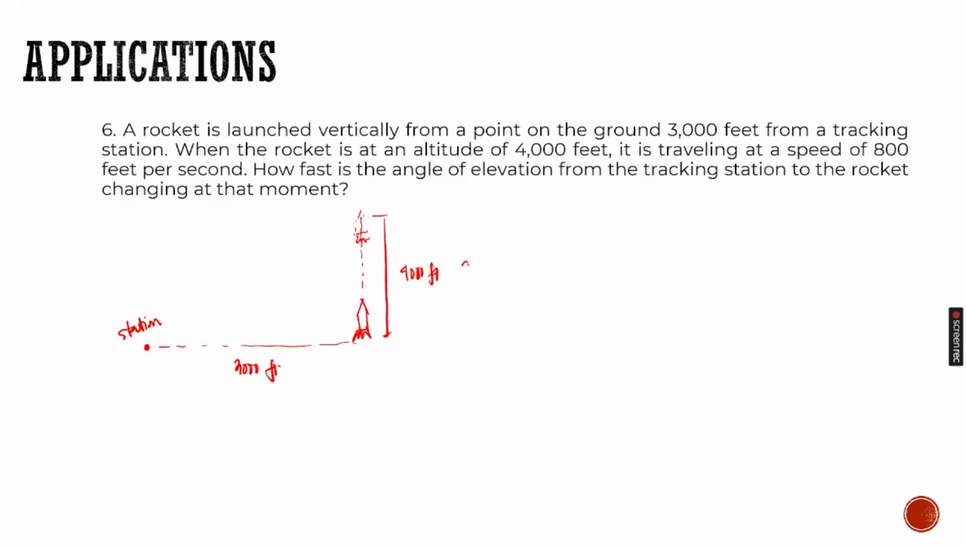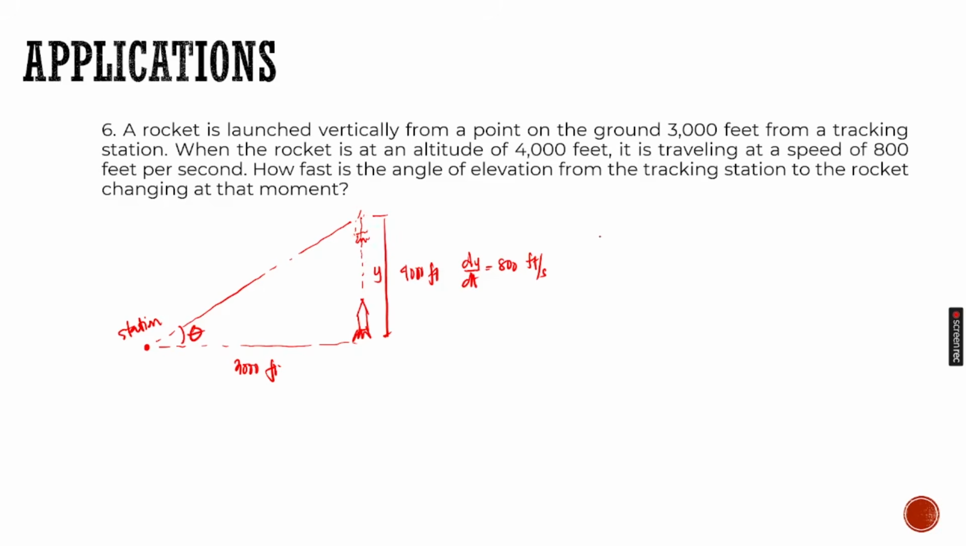And then, sabi dito, if we will say this is y, so yung dy dt daw is equivalent to what? Yung speed ng rocket traveling, no? Paitaas, so feet per second yan. So this is your dy dt. The question now is how fast is the angle of elevation, this one right here, changing at the moment that the rocket is in this position.